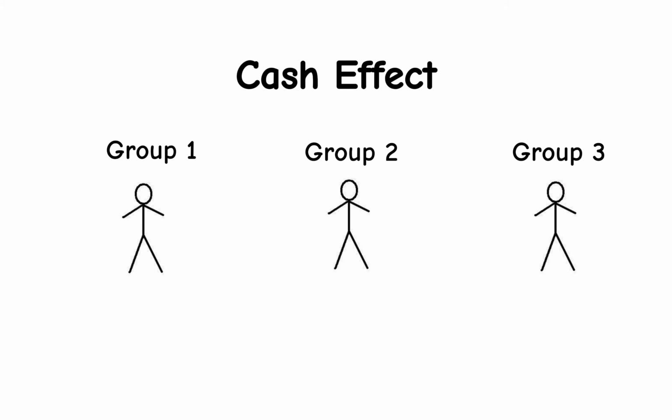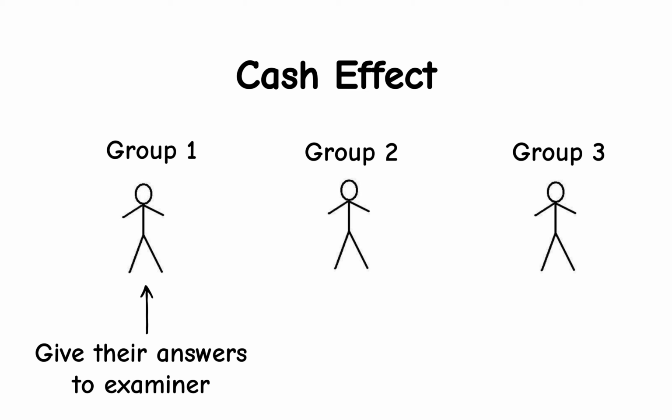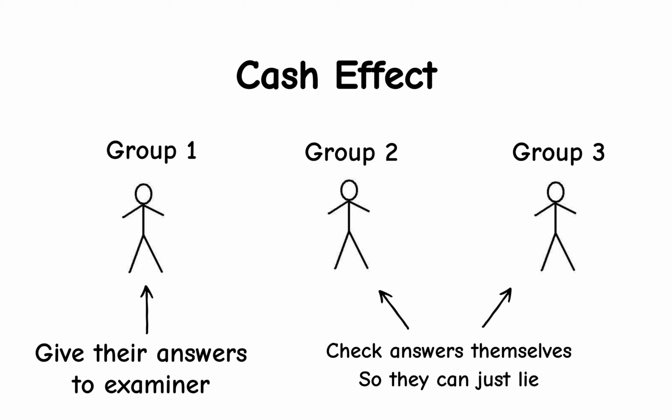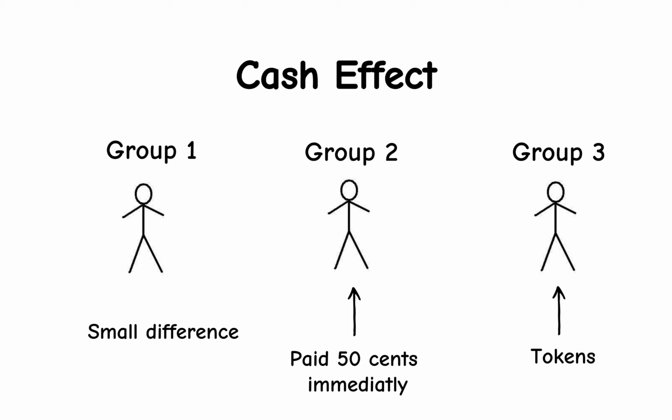Cash effect. 3 groups of people were given 5 minutes to solve 20 problems. All of the participants got 50 cents for each correct answer. The first group participants had to give the answer sheet to the examiner, while the participants from the second and third groups were asked to check their answers themselves and tell the number of correct answers. The only difference between the second and third groups was that participants from the third group, instead of getting paid 50 cents immediately, were given special tokens that they could exchange for 50 cents.